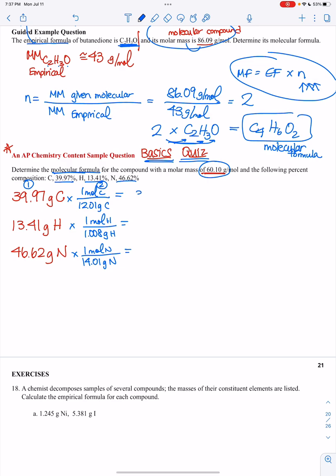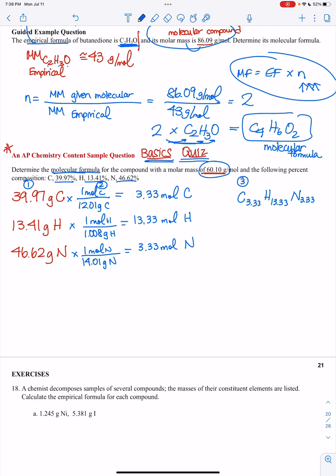I'll get 3.33 moles of carbon, I'll get 13.33 moles of hydrogen, and I'll also get 3.33 moles of nitrogen. You might be able to see a formula forming before our eyes here. So I'm going to make my pseudo formula. This was step 2. Now I'll do my step 3 here, my pseudo formula: C 3.33, H 13.33, N 3.33.